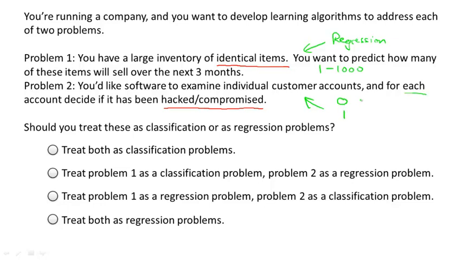The second one, for each of the customer accounts, I want to decide if it has been hacked or not hacked. So maybe if I use 0 to denote not hacked and 1 to denote hacked, then for each user account, I'm trying to predict 0 or 1. So that's a small number of discrete values, and so the second one, I would treat as a classification problem. So that's it for supervised learning, and in the next video we'll talk about unsupervised learning, which is the other major category of learning algorithm.